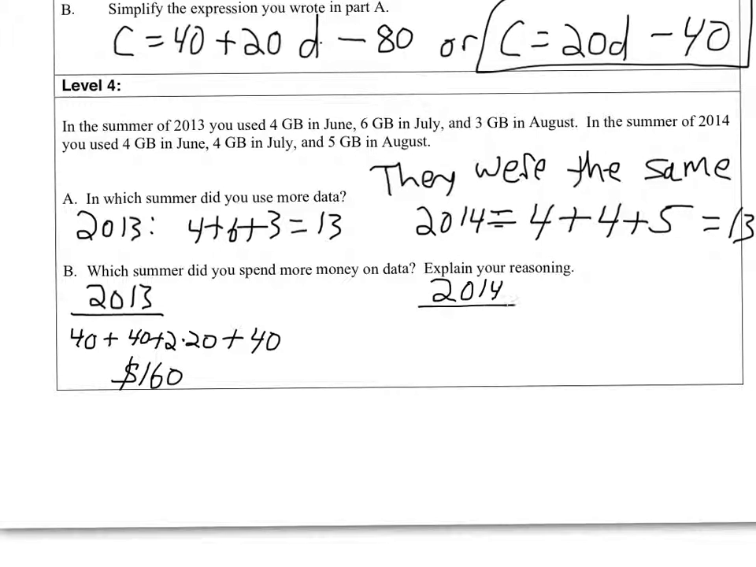2014, on the other hand, if we look at June, we used 4. That's just regular price. In July, we used 4. That's regular price. In August, we used 5, which is the 40 plus only 1 extra. So now I have 20 times 1 is 20, plus 40 is 60, plus 40 is 100, plus 40 is $140 total. So here we can see that we spent more in 2013.